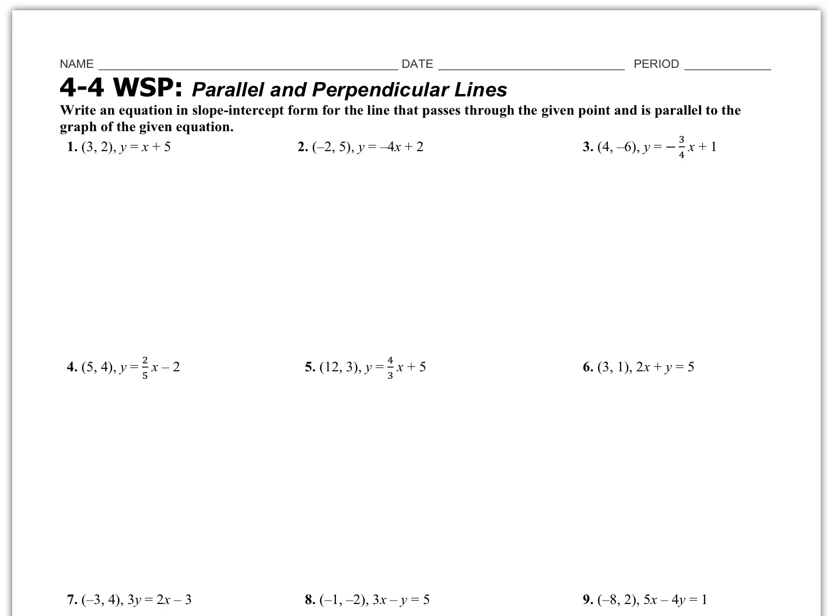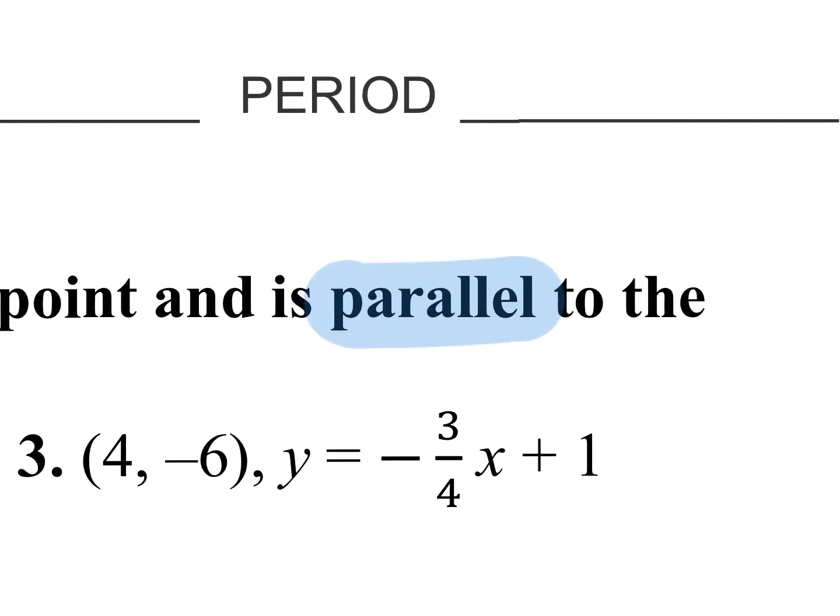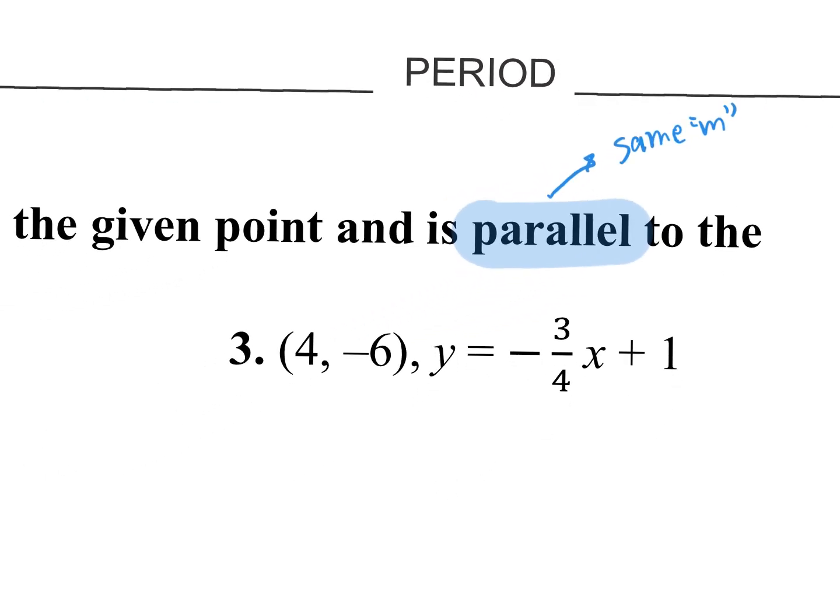It's the side that says, write an equation in slope-intercept form of the line that passes through the given point and is parallel. So emphasize the word parallel. I'm highlighting it right here. I'm going to zoom in. And what does parallel mean? Parallel means same slope, same m value, okay? So they are giving you a point and they're telling you that this equation that they give you is going to be parallel, same slope as your equation, okay?